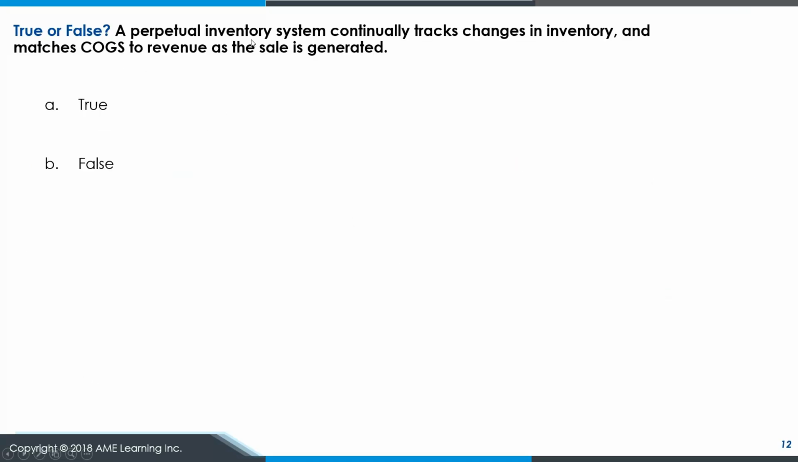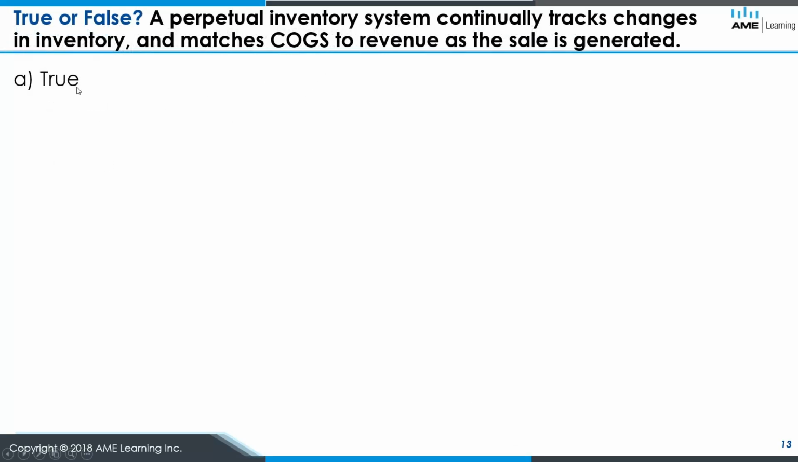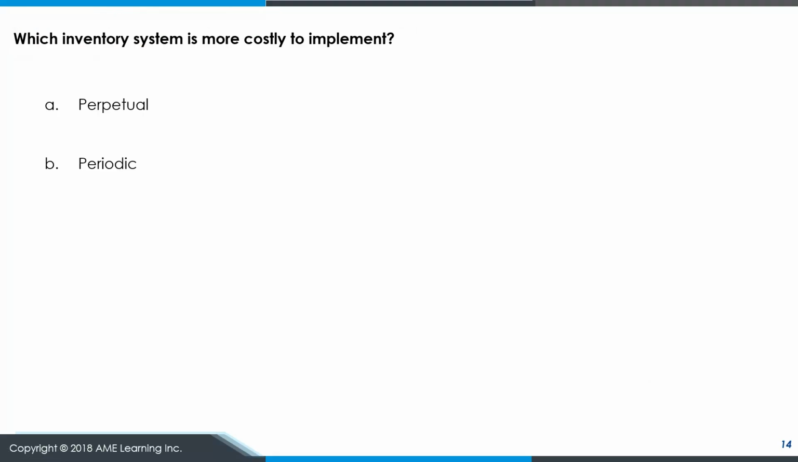Okay, so true or false: a perpetual inventory system continually tracks changes in inventory and matches cost of goods sold to revenue as the sale is generated. That is true. That's the hallmark of the perpetual system and why it's a valuable system to have in place, because it's more timely.